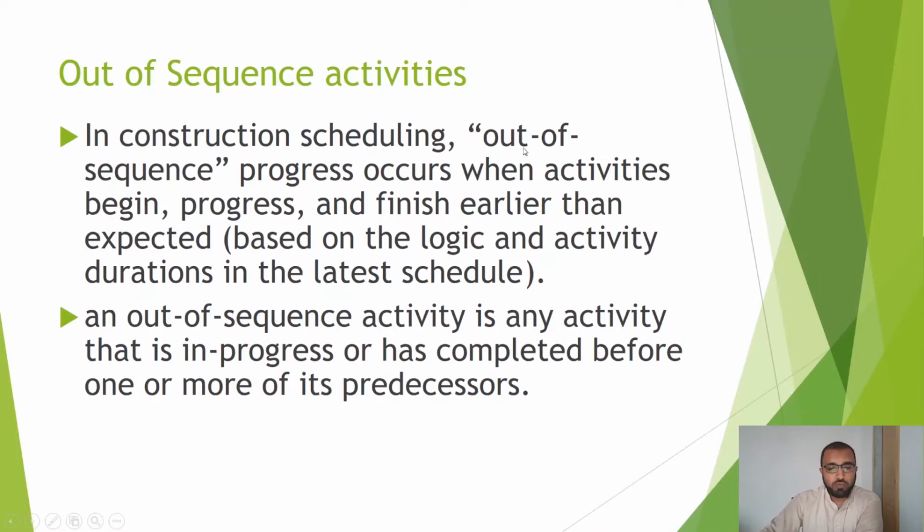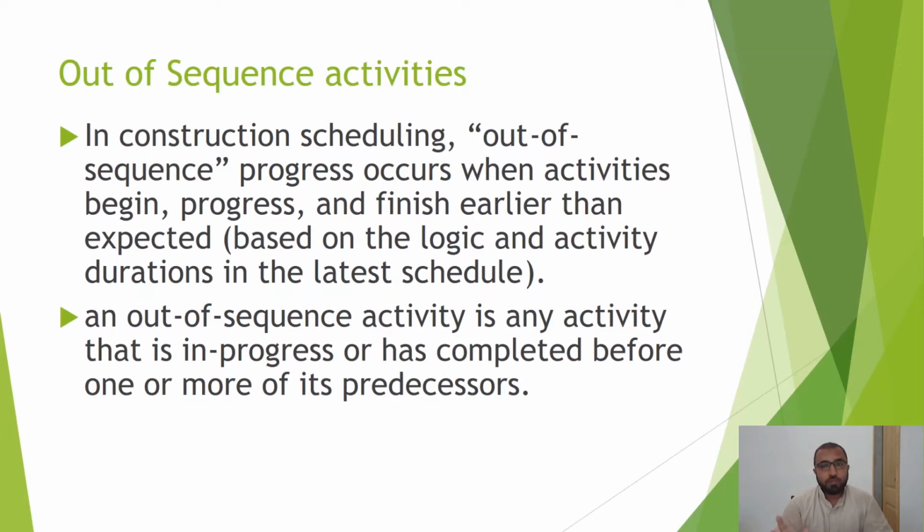So let's start and see what an out of sequence activity is. Out of sequence progress occurs when activities begin, progress and finish earlier than expected based on the logic and activity durations in the latest schedule. An out of sequence activity is any activity that is in progress or has completed before one or more of its predecessors. So when you are giving the logics in the baseline, you make some assumptions and give the logics based on those assumptions.